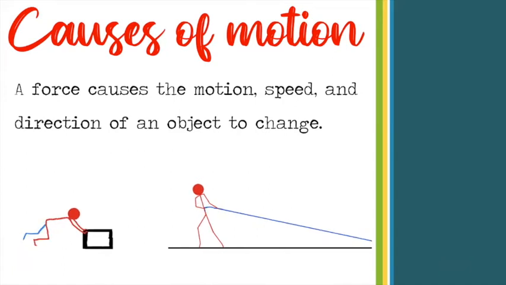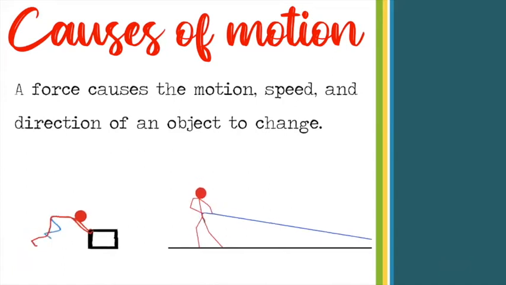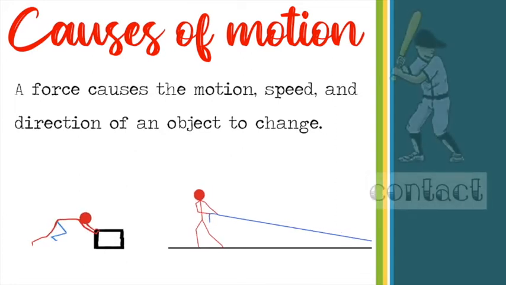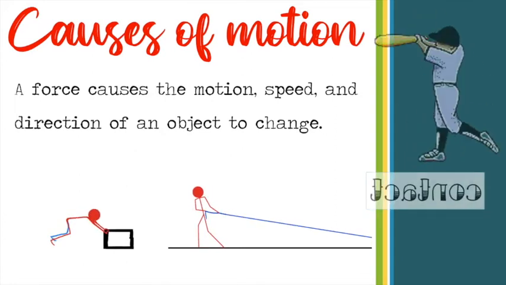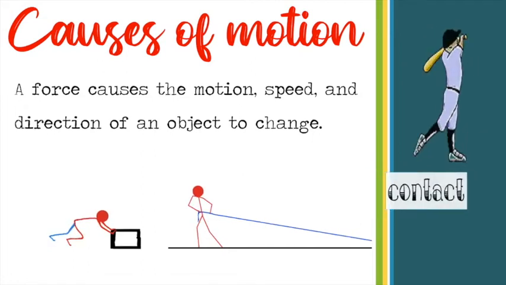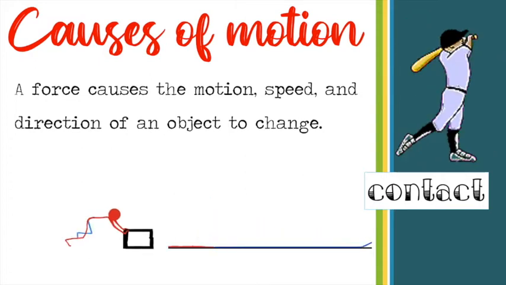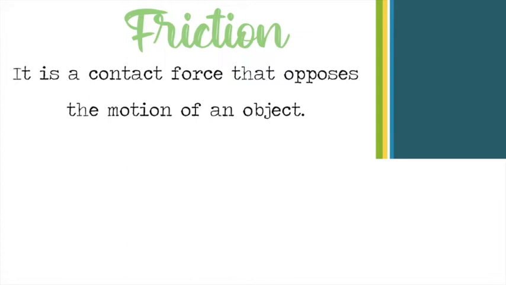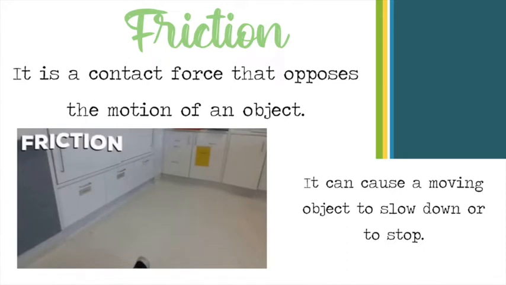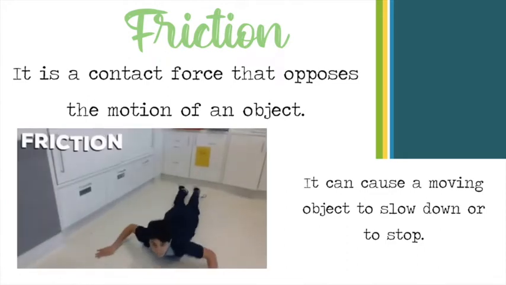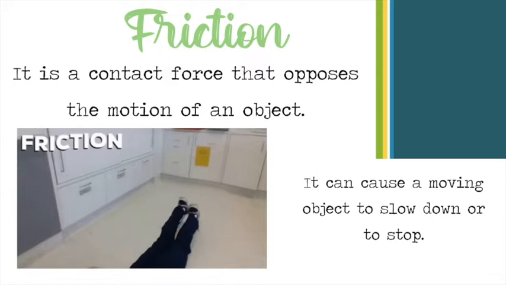When we want to move an object, we need to apply some force to cause motion, speed, and direction of this object and change its position. For this reason, we need to be in contact with the object we want to move and apply the force that we need. But there is a contact force that opposes the motion of an object, which we call friction. Friction can cause a moving object to slow down or to stop. This depends on the surface of the two objects when they are moving.